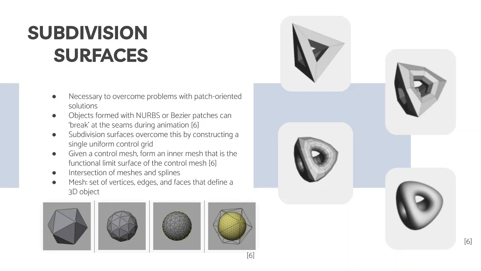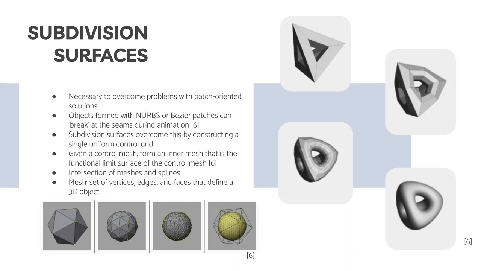So subdivision surfaces, what are they and why do we need them? The original inspiration was to find a solution to problems that present themselves with patch-oriented solutions such as non-uniform rational B-spline or Bezier patches. The most prevalent issue with these solutions was that they had a tendency to have gaps at the borders between adjacent patches, which yield a bad animation.